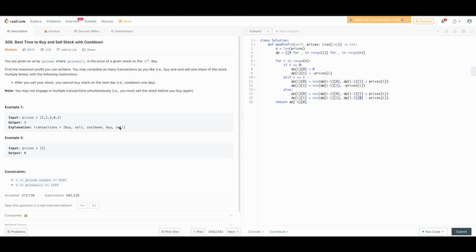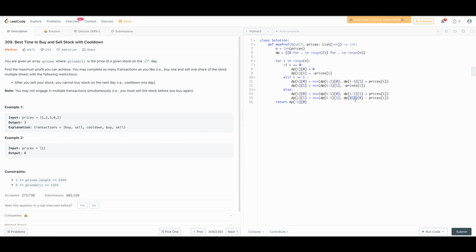The only difference for this problem compared to others is that we have a cooldown. So when you sell a stock, you cannot buy the stock on the next day. That cooldown will affect only this part. So instead of I minus 1 here, we have I minus 2. That's it.